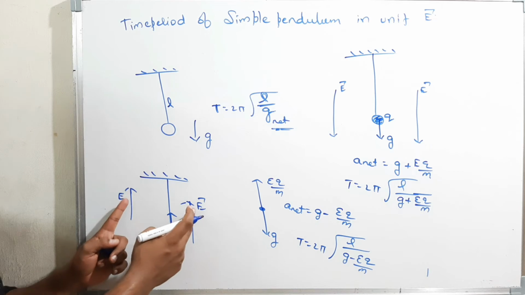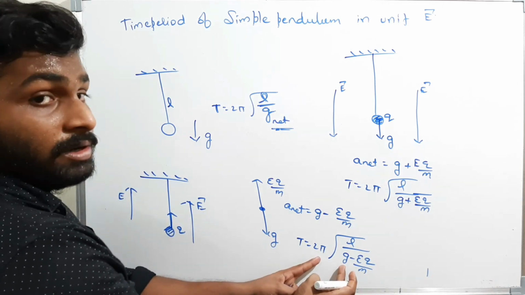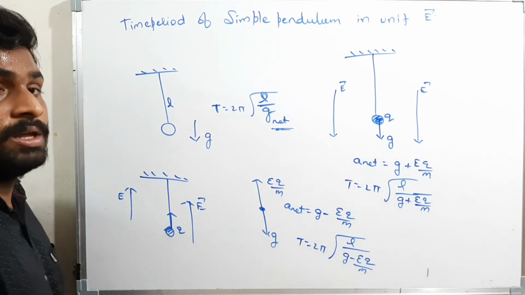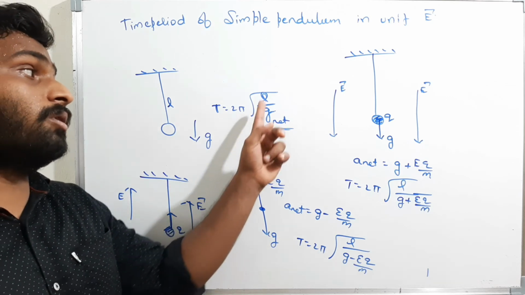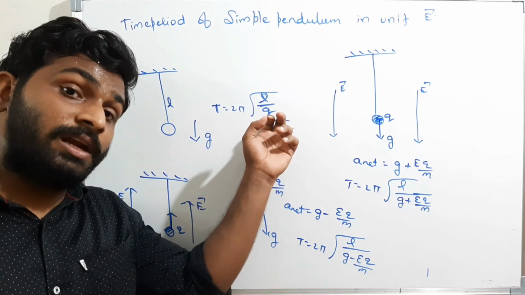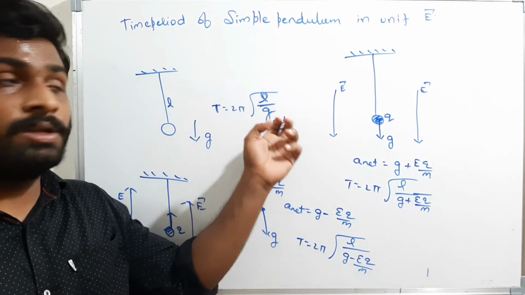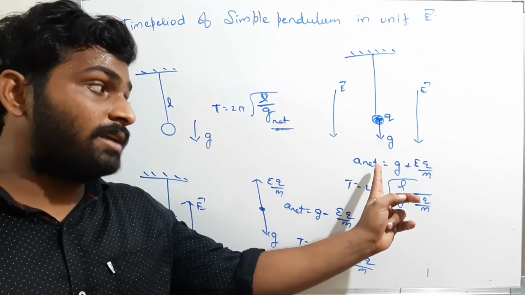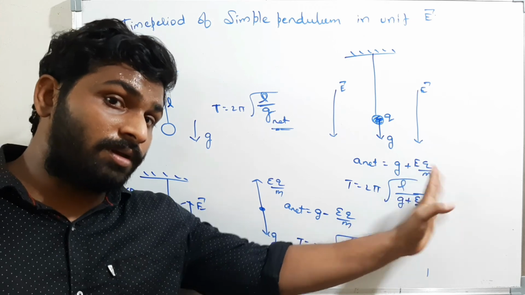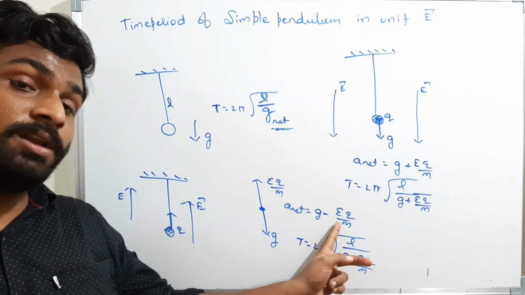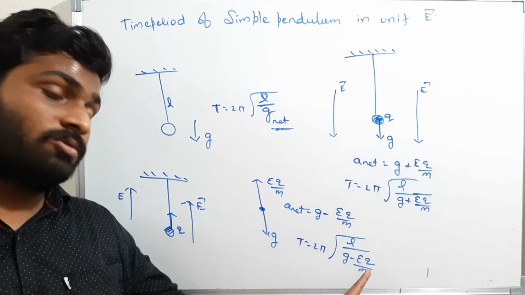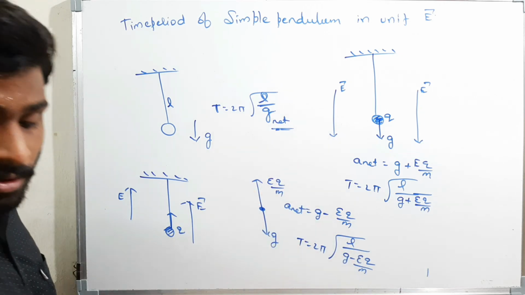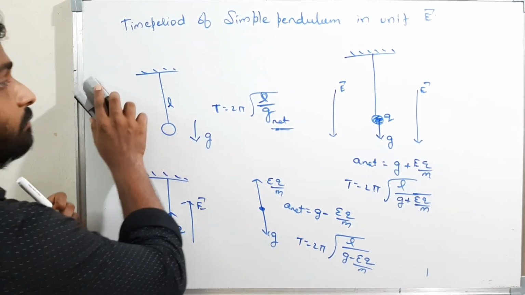Depending on the direction of electric field, the time period also will change. Please remember this. The time period formula is 2 pi root of L by g net, where g net is the net acceleration acting on the body. Here the net acceleration is simply g, therefore I am taking it as g. But here the net acceleration is g plus EQ by m. Here the net acceleration is g minus EQ by m, therefore I should keep g minus EQ by m. Please remember this.